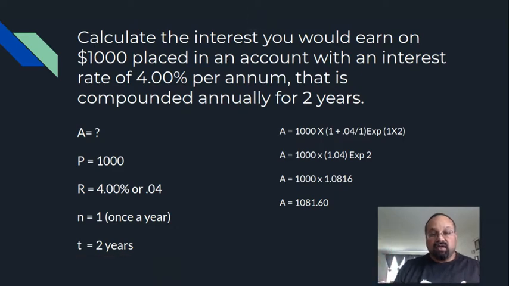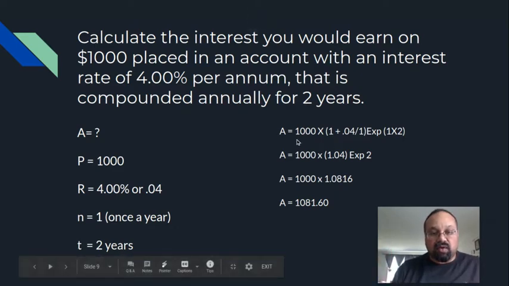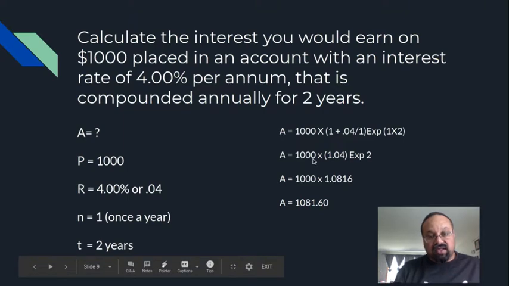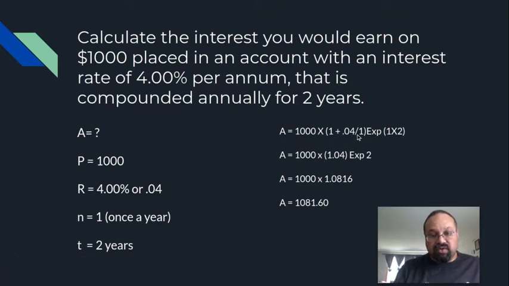So if we look over here at the actual calculations, A equals 1,000, which is the principal, times 1 plus the rate over how many times it's going to compound in a year. So just 1, so 0.04 over 1. And the exponent is 1 per year, but I'm banking it for 2. That's where it gets a little complicated in this exponent value. Okay, so it's 1,000 times 1 plus 0.04 divided by 1, which is 1.04, raised to the exponent 2.